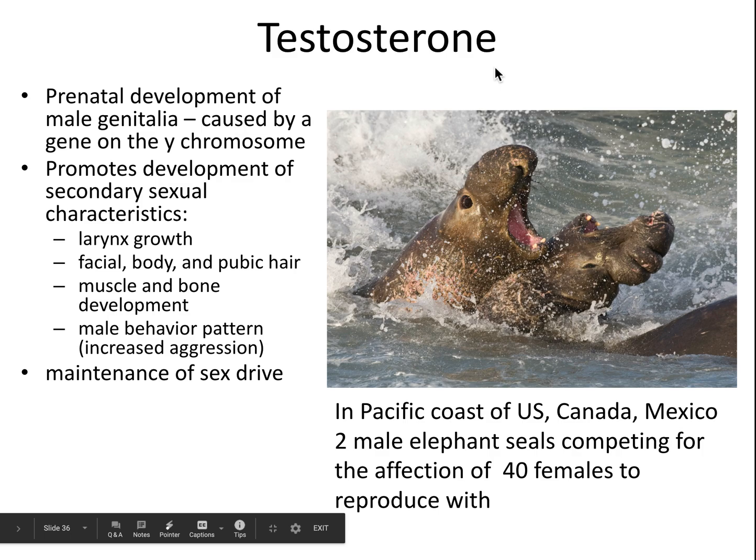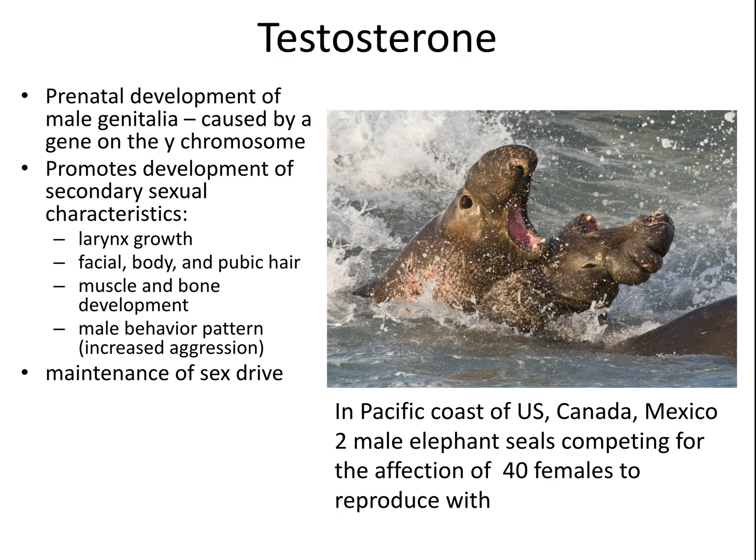So let's talk about that hormone that I mentioned, since we're still in the endocrine system, that the testes produce, which is testosterone. This is a picture here of two elephant seals off the coast of Canada. The US, Canada, and Mexico is where this occurs. There's really only about 40 females to reproduce with, so they are a limiting factor. So the males are competing for their affection, basically, so that they can reproduce with them here in this picture, and they go to war, basically.